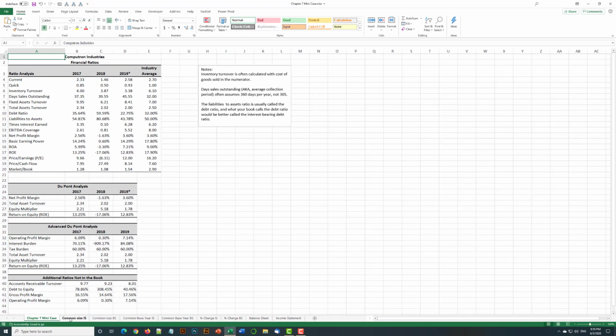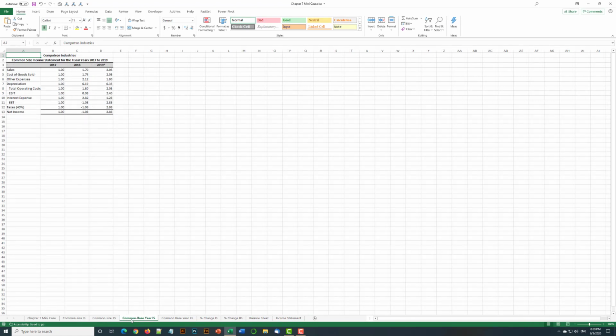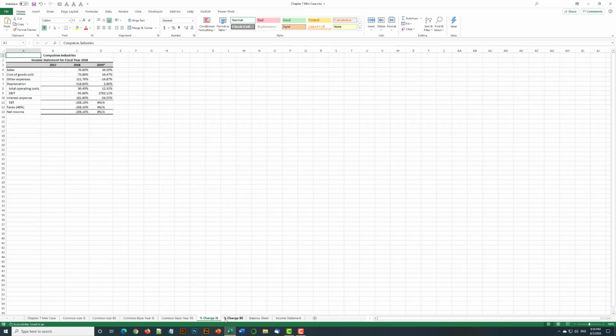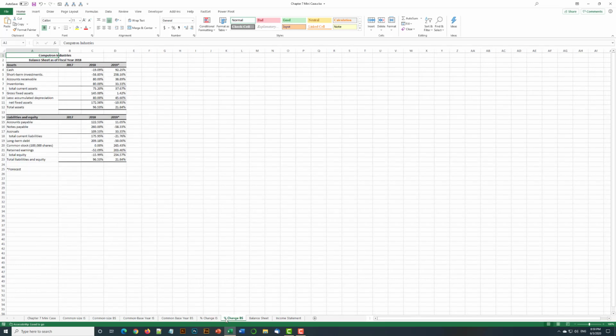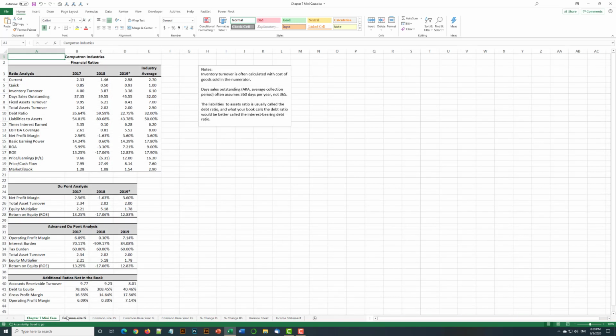Now, I also have the common size income statement, common size balance sheet, common base year income statement, common base year balance sheet. And then I also have the percentage change income statement and percentage change balance sheet. These are not terribly useful, so I probably wouldn't spend any time on those. So the main thing is to go through and make sure that you understand how to calculate all of the ratios and the DuPont analysis and the advanced DuPont analysis, and then perhaps also understand what trend analysis is all about.